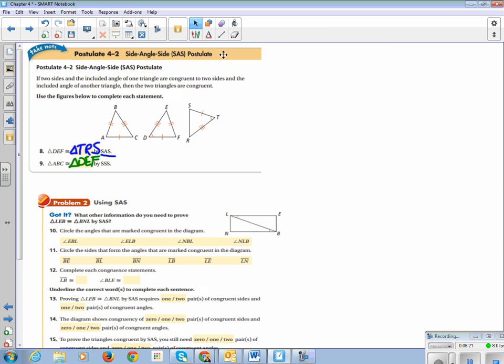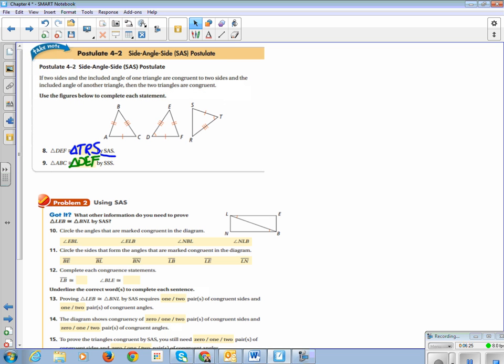Please note, the angle has to be in between your two sides. So you see how this angle is adjacent to our two sides. It has to be in between the two in order to go side angle side. If it is on the outside of those sides, we can't use this property. All right, so we're going to use side angle side.